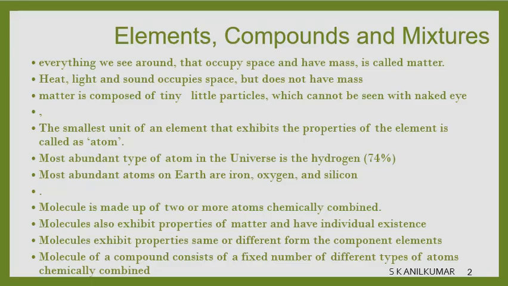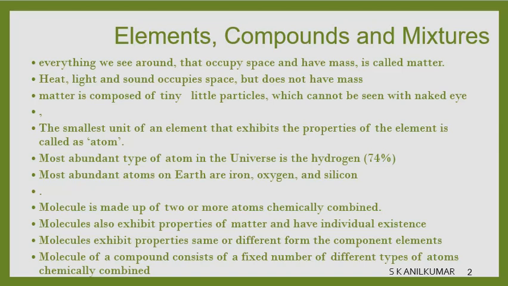Everything we see around us that occupies space and has a mass is called matter. So what is matter? Matter is something that has mass. Matter is something that occupies space. So all the things that we see around us, most of them can be classified as matter.